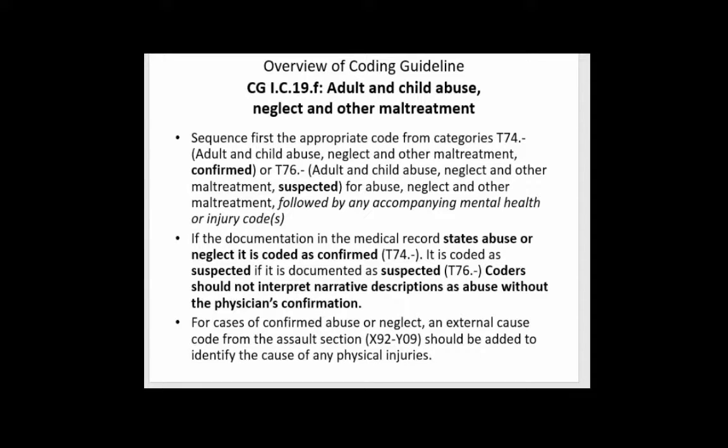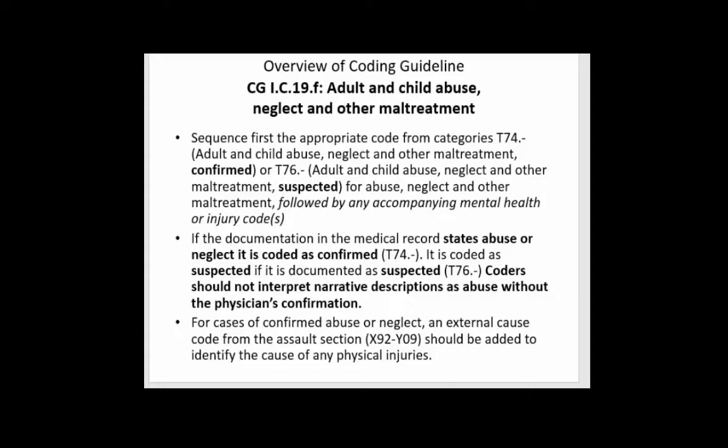There are two categories in our codebook, T74 and T76, that have to do with this guideline. The first, T74, is when adult and child abuse, neglect, or other maltreatment is confirmed. The second, T76 category, has to do with adult and child abuse, neglect, and other maltreatment suspected. A big difference. Then you're going to have that T76 code first, and then your next code is going to be your injury code, or if it's a mental health diagnosis, your mental health diagnosis. But that T74 or T76 is the first code in the code sequence.